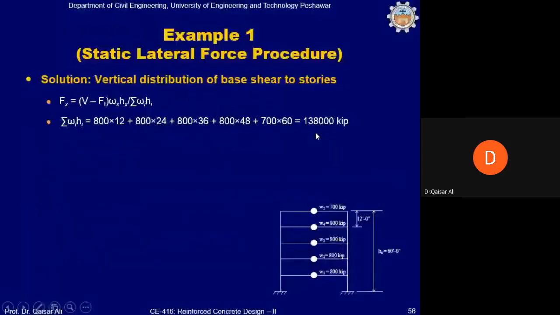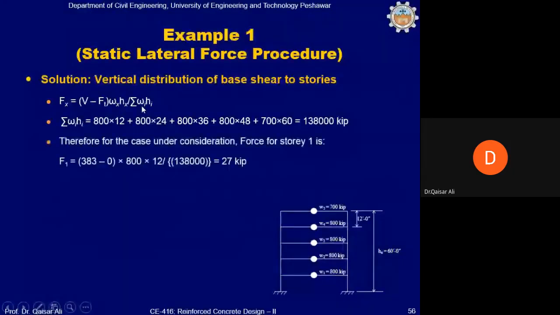Okay, first of all, let's calculate the summation of Wi hi. 800 multiplied by 36 plus 860. So this comes out to be 138,008 kN. Summation of Wi hi is calculated. Ft is 0, so this will be 383 minus 0.